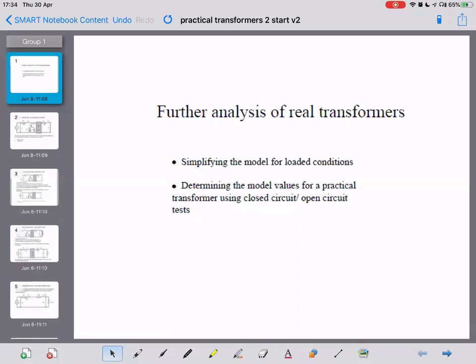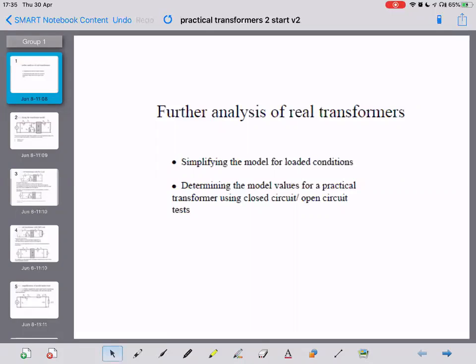We're going to look at tonight is some further analysis of real transformers. So we're going to look at how that model, we developed this complete model of a real transformer. But in actual fact, when that's loaded, that can be very much simplified under loaded conditions. But when you do a simplification, you need to know what the implications of that are. So it's important to know what components are in the full model to understand the limitations of the simplified model.